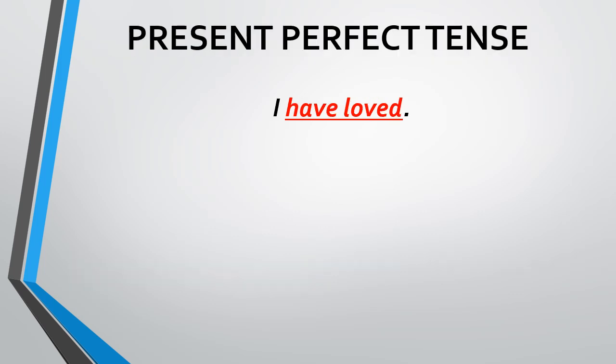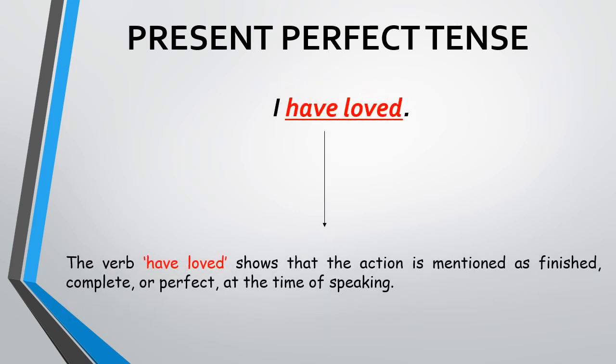The third subtense under present tense is present perfect tense. The best way to identify a sentence in present perfect tense is by looking at the word has, have, or had. The verb have loved shows that the action is mentioned as finished, complete, or perfect at the time of speaking.